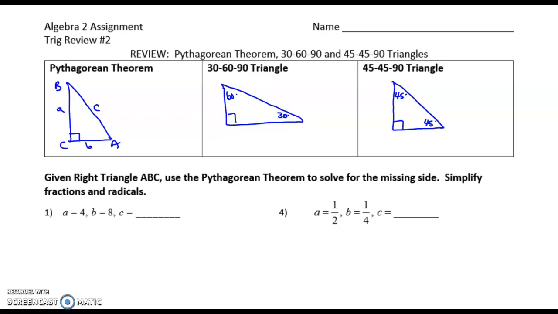Algebra 2 assignment, Trig review number 2. All right, go ahead and take a minute. See if you can finish up these equations, the equation that goes on the triangle, the side lengths. What do we call those?